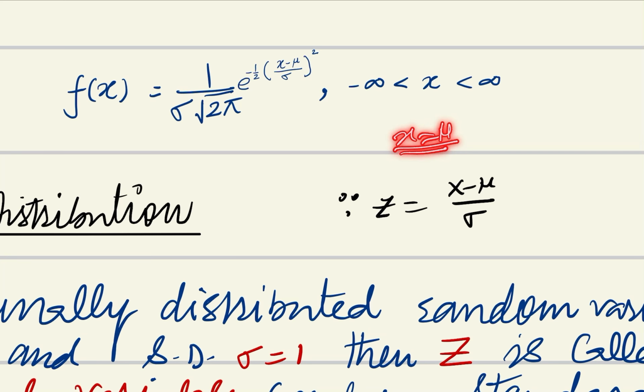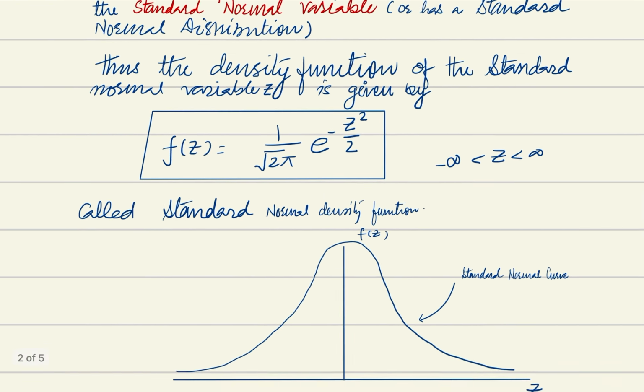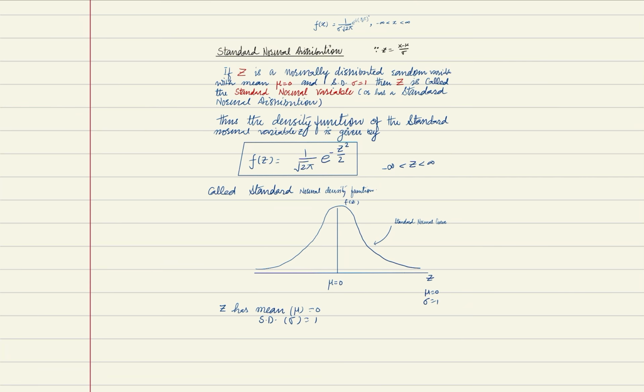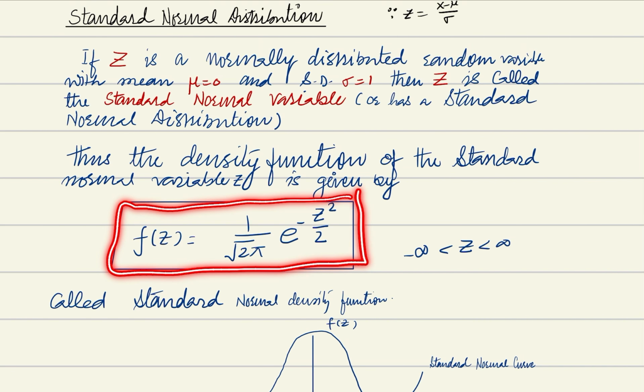When you place x equals to mu, then mu becomes 0 and sigma becomes 1 on this substitution, and you see that x minus mu upon sigma becomes your z square and sigma is 1. So this will be the density function for the standard normal variate.